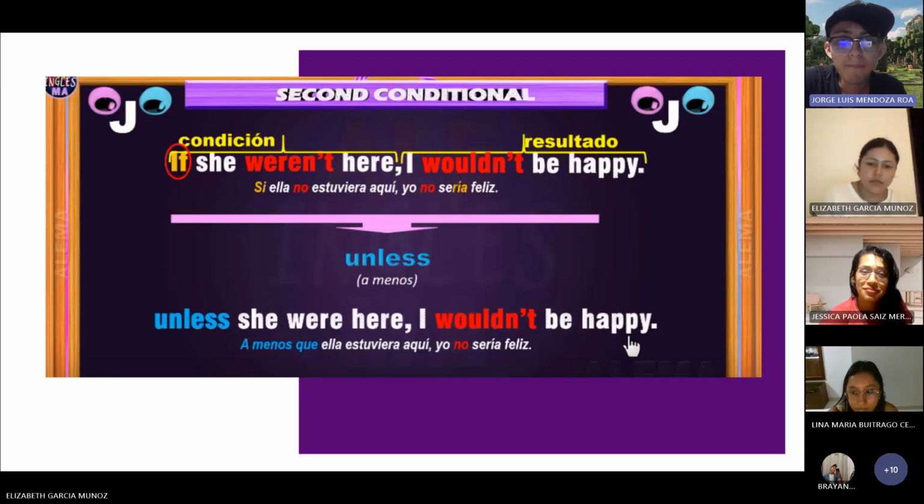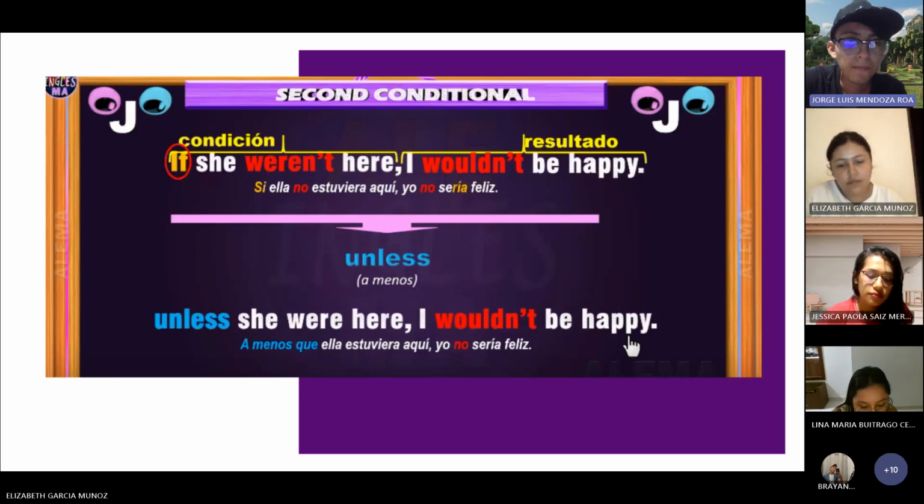It means a menos or a menos que. And if we use that, we need to know that in the condition we don't have to use the negative form. For example, if we say it in a normal way with if, it will be if she weren't here, I wouldn't be happy. Si ella no estuviera aquí, yo no sería feliz. But in this case, we are using unless. It will be unless she were here, I wouldn't be happy.